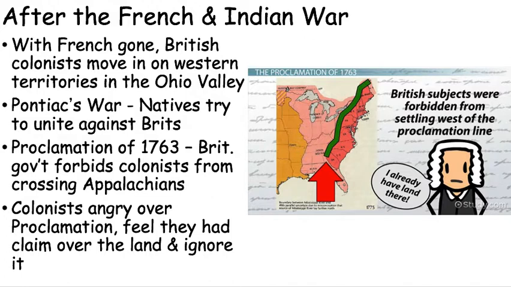And the British are like, nah, sorry. We don't want any more war. You can't cross the line. And if Americans do cross the line, then the British government sends British soldiers to burn down their homes, to chase them off their property, to make sure that the natives aren't upset that the proclamation line is being violated.